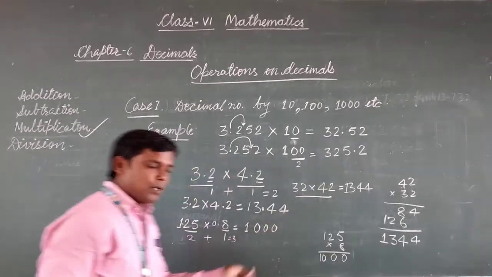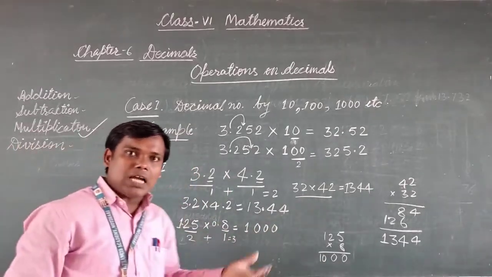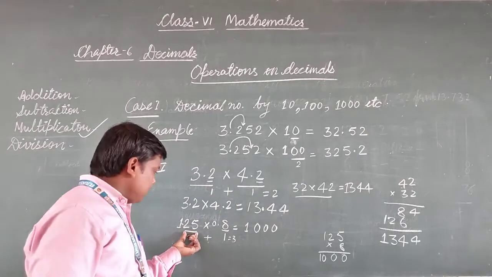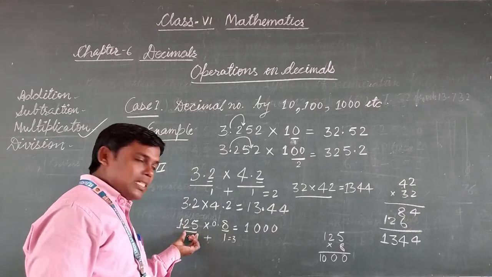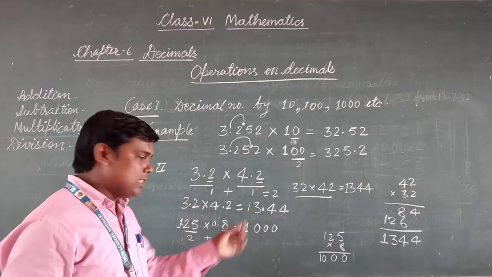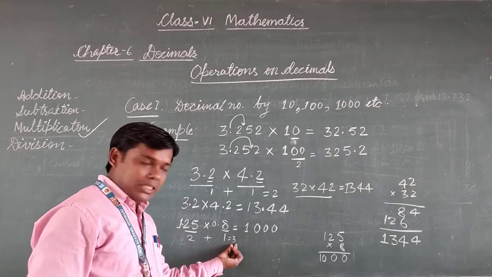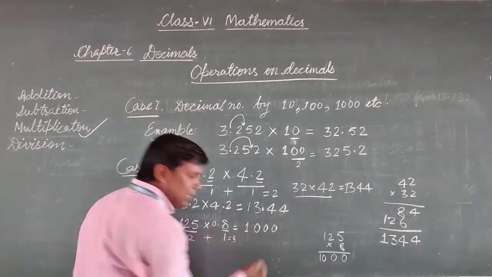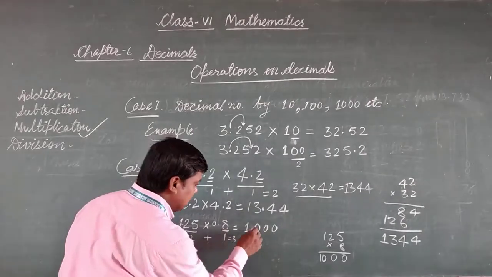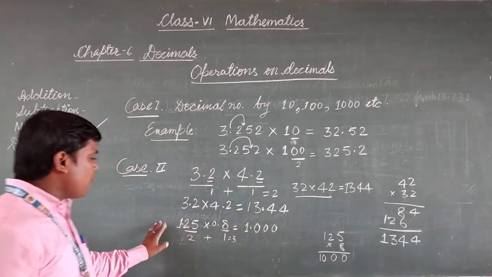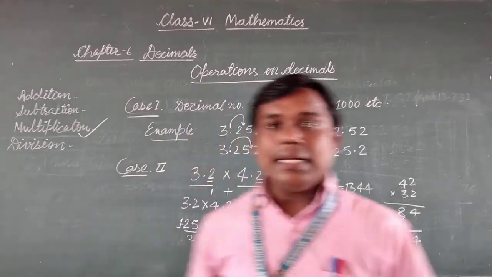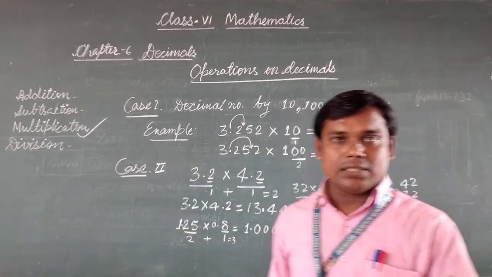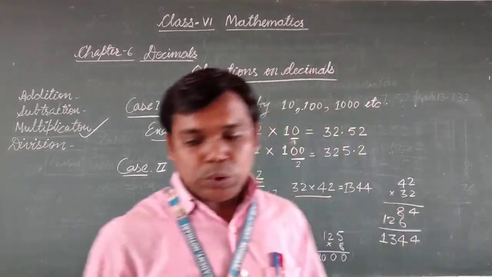So here simply we multiply and thereafter we put the decimal after leaving 3 digits, because in the multiplicand we have 3 places and in the multiplier we have 1 place after the decimal. So we will add these, then we will get 4. So we have to leave 4 places from the right, and then we have to put the decimal. Means the product of 0.125 and 0.8 is equal to 0.1. I hope you understood multiplication.